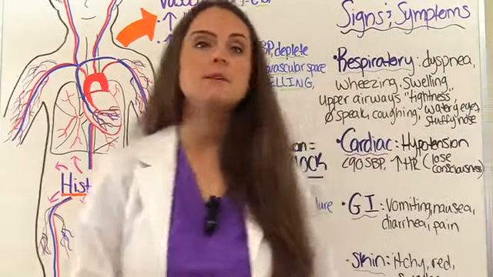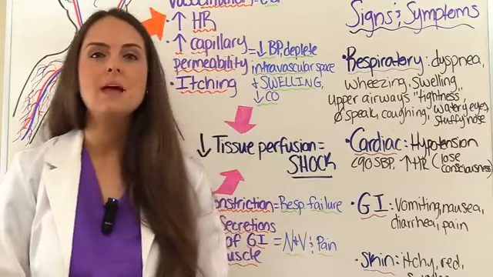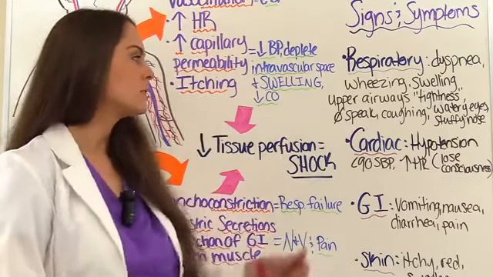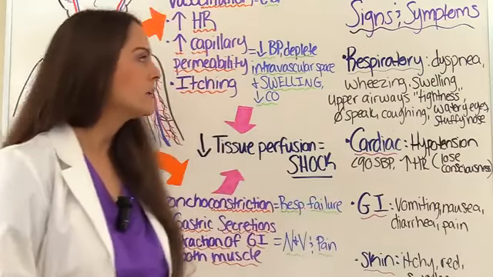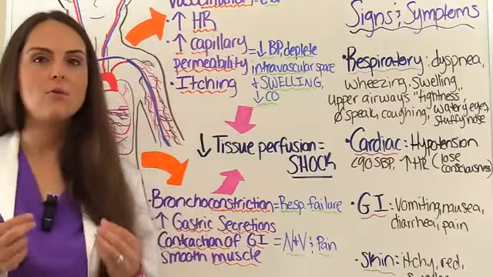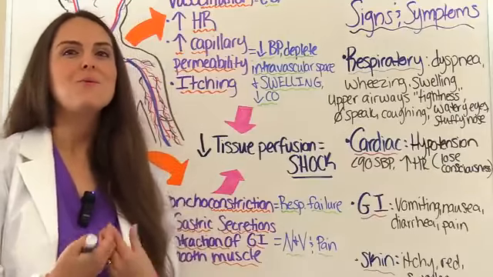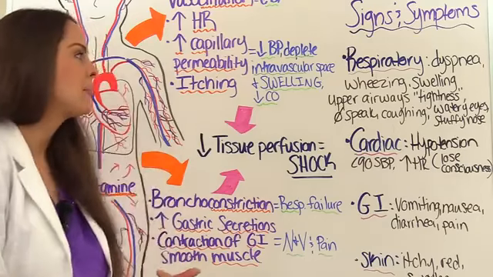GI-related signs and symptoms. So whenever you're thinking about these signs and symptoms, think about the system, because histamine is going to affect the respiratory system, cardiac system, GI, and skin. So let's quickly go over these signs and symptoms. Respiratory, we know we're having narrowing of our airways. So what's your patient going to look like? They're going to have difficulty breathing.